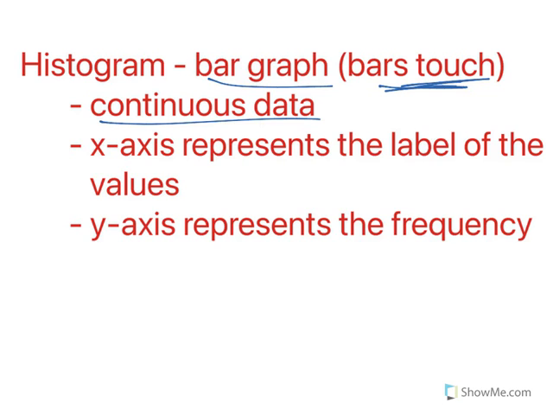We're talking about heart rates, right, where we have decimals? Maybe your heart is beating at 65 beats a minute, and then it's at 66, and then it's at 65 and a half. We've got these decimals and fractions in between. So we've got continuous data, bars touching. Your x-axis is going to represent the label of the values, so whether that's heart rates or ounces of water or whatever your continuous data is, and then the y-axis, up on the vertical, represents the frequency. How many times do things occur?